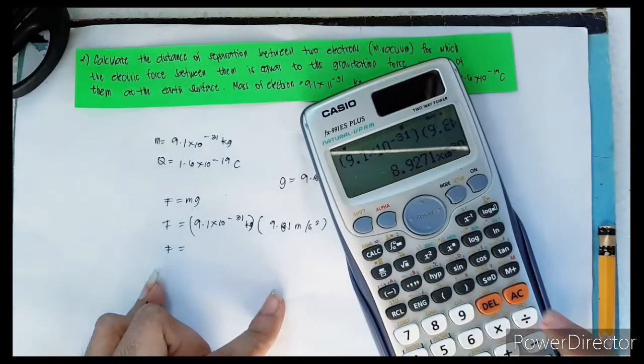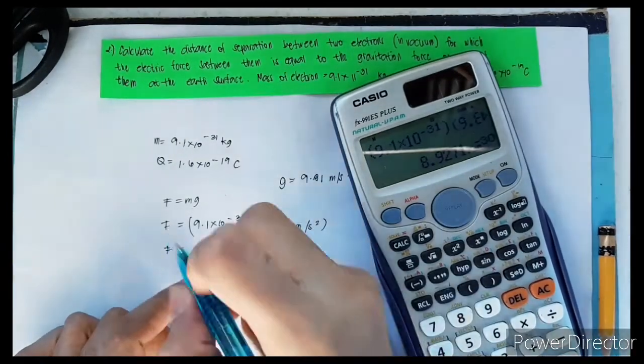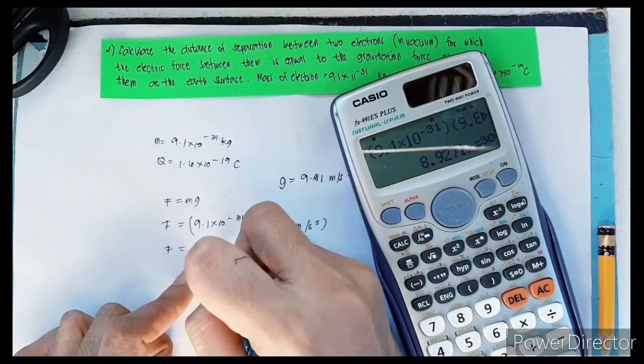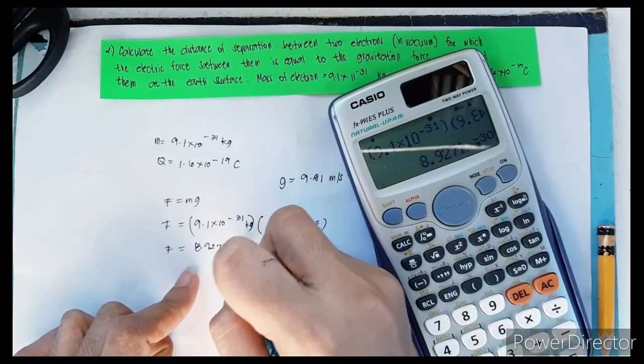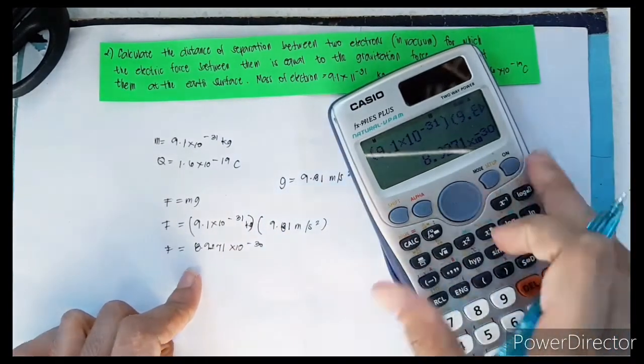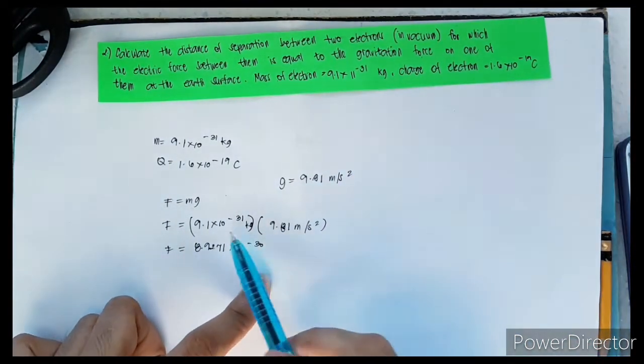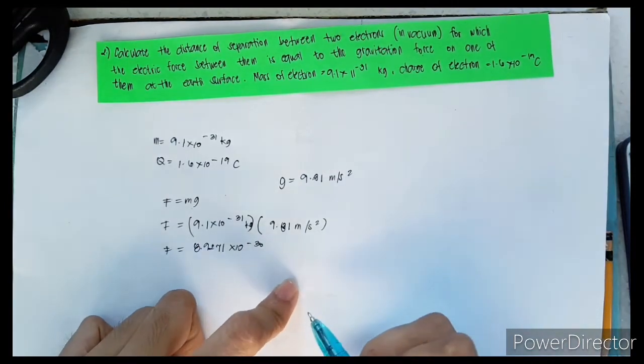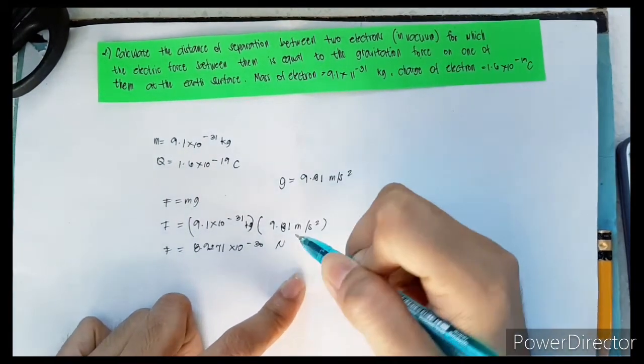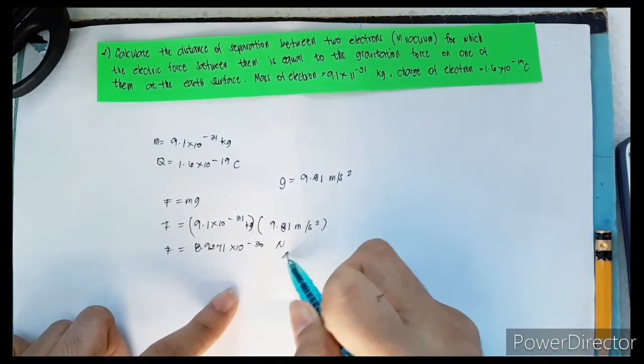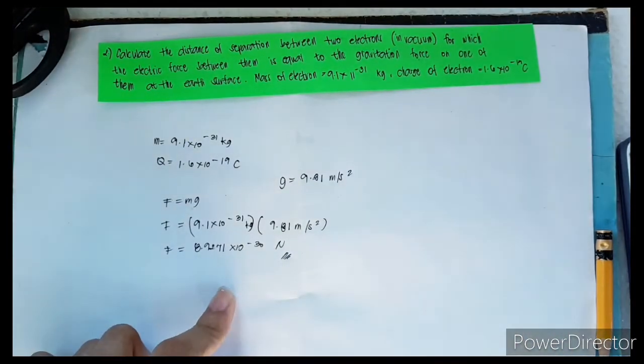So we will have 8.9271 times 10 to the power of negative 30. Kilogram meter per second squared is also known as Newton. So this is the force between two electrons.